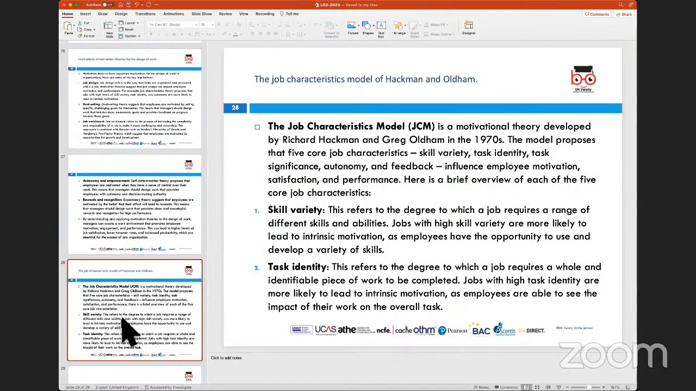Now, one of the most important things we want to look at in this particular part 2 of the learning outcome is to talk about what is called the job characteristic model. Now, when we talk about the job characteristic model, is this something that you've heard about? Anybody has heard about the job characteristic model? Any idea in terms of what is JCM?